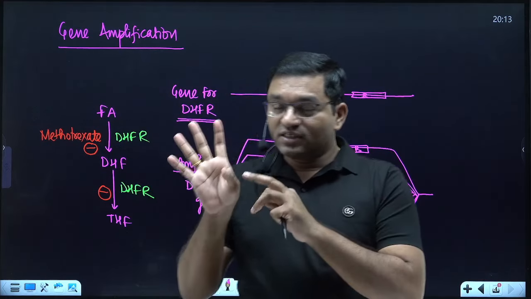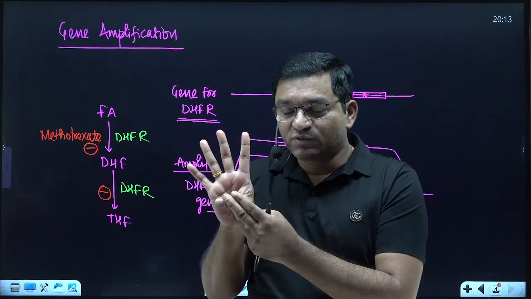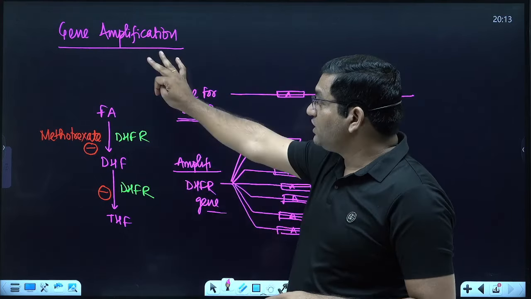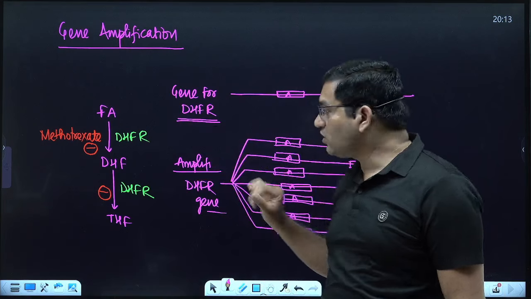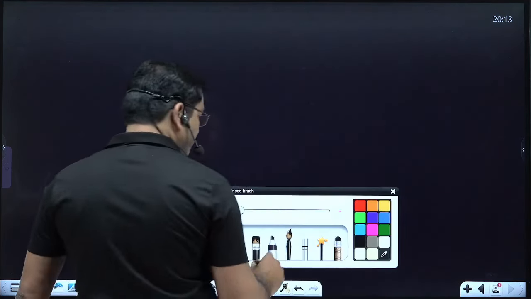So what have we discussed? Acetylation will increase the gene expression, methylation will decrease the gene expression. Then gene amplification, producing copies of genes. Now the next one is gene rearrangement.